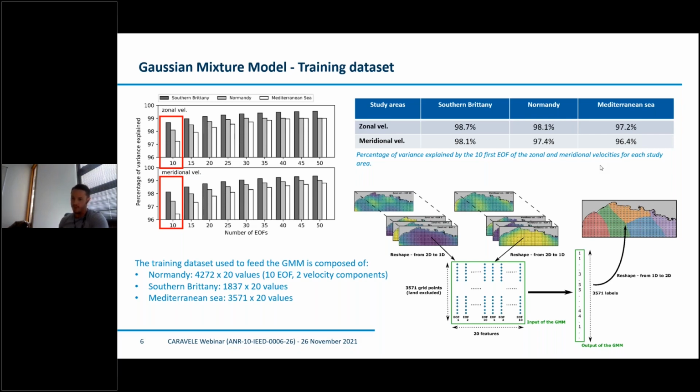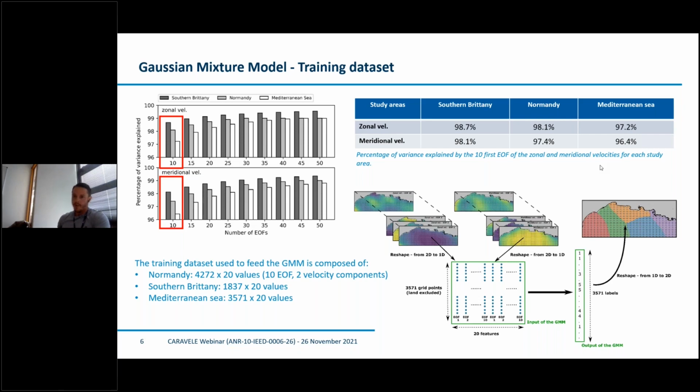To do so, we employ an empirical orthogonal function decomposition, EOF, also called principal component analysis. The first EOF represents the most dominant spatial mode of our system. The second represents the second most dominant spatial mode of our system, and so on. We calculated the EOF for the meridional and the zonal velocity. We decided to restrict the analysis to only the first 10 EOF, which explain more than 97 and 98% of the variability, depending on the study area.